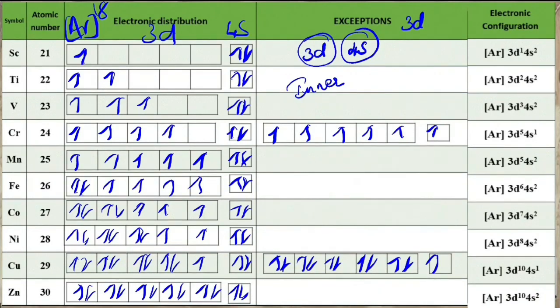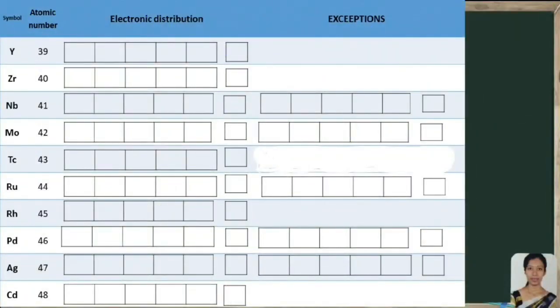In a similar way, if you fill the electronic configuration for 4d series, then the outer orbitals will be 4d and 5s, like this. We will fill the electrons for the 4d series now. So 4d series varies from yttrium to cadmium with the atomic number 39 to 48.